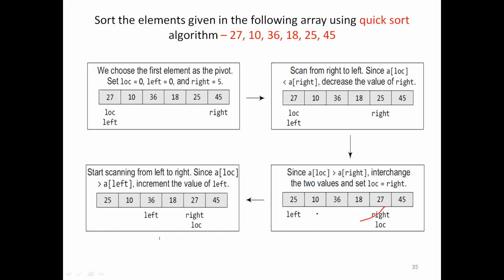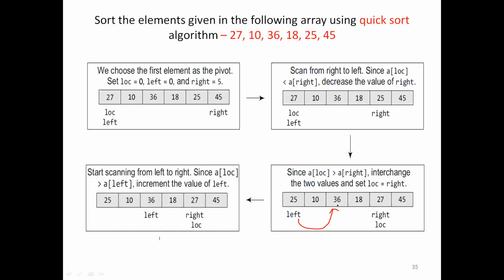So 27 is compared with 25. It is not lesser. If it is lesser only, you have to do swapping. So it is not lesser. Then what will I do? I will increment the left value. Left is now pointing to 10. I will do the increment. Again I am comparing. No, the pivot value is not lesser than the array of left. Next, I will increment the left value. Previously we decremented the right value; here we are incrementing the left value. That's all.